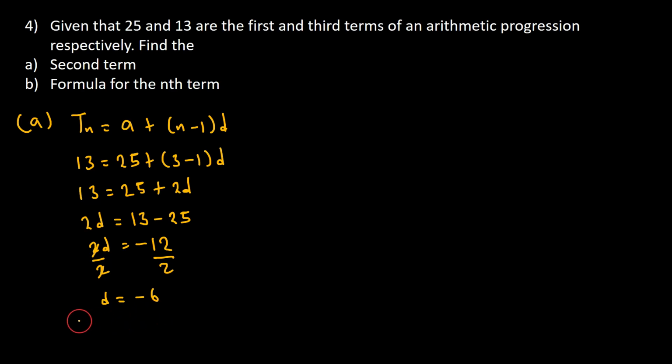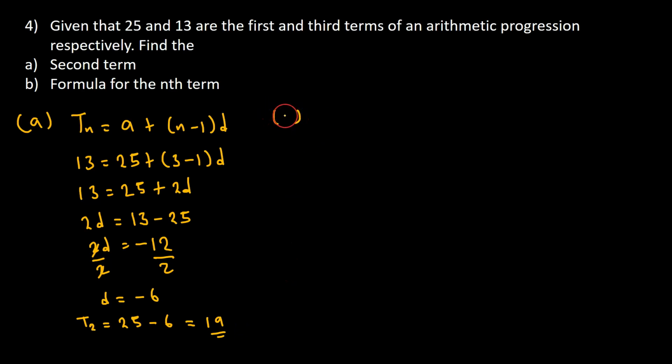So to find our second term, which is T2, we can get our first term a and then add it to the common difference. So you have 25 minus 6. This gives you 19. So 19 there, it is our second term.